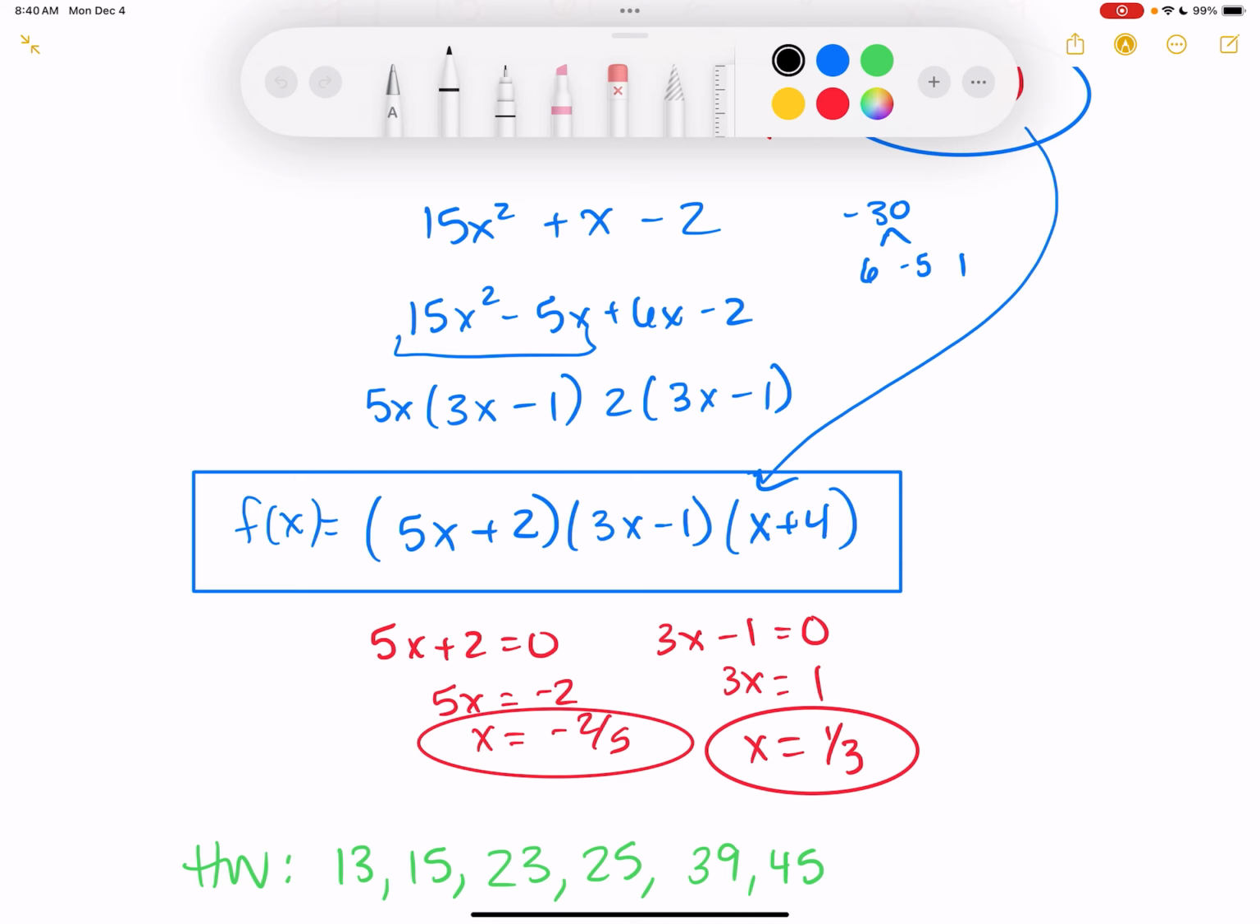So the few things that we had left in this section are: find a polynomial function f of x of least degree having only real coefficients and zeros as given. Assume multiplicity 1 unless otherwise stated. So multiplicity is just how many times a factor occurs. Like each of these had a multiplicity of 1 because they all were raised to the first power.